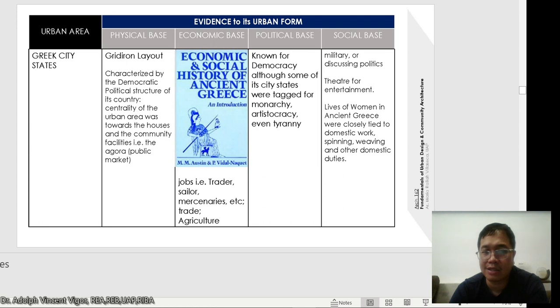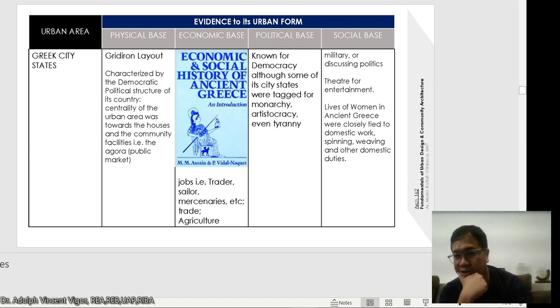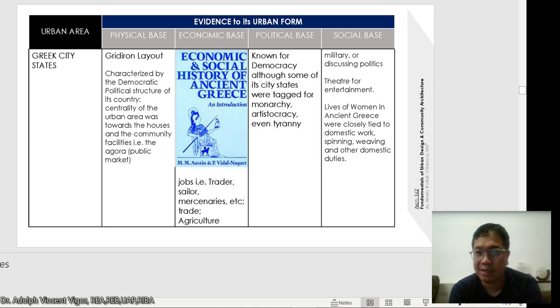For the political base, it's known for democracy, although some of the city-states were tagged for monarchy, aristocracy, even tyranny. So when I think about tyranny, the first state that comes to my mind is Sparta. Aristocracy, maybe it's Athens. Social base, it's military or discussing politics. So the theater for entertainment. So the lives of women in ancient Greece were closely tied to domestic work, spinning, weaving, and other domestic duties.